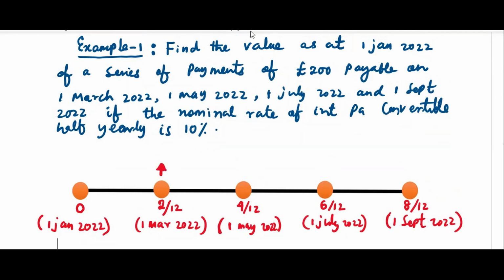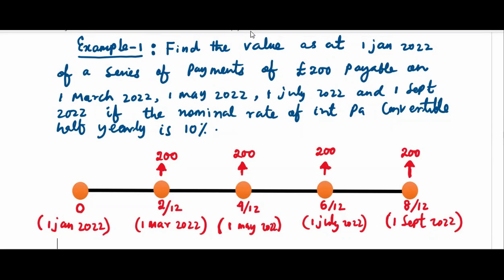The first one is 200 and that is payable on 1 March 2022, so I can write 200 here. And the second payment is again 200, that is on 1 May. This way you should be able to write. If you have started doing annuities, due to the importance, you should be able to write this way.